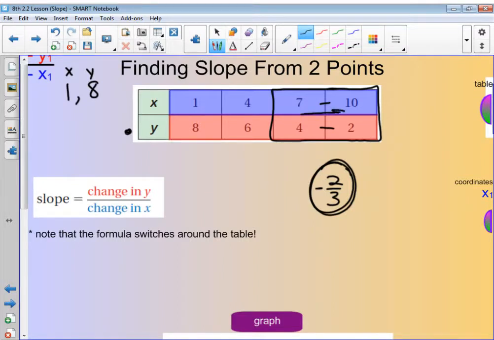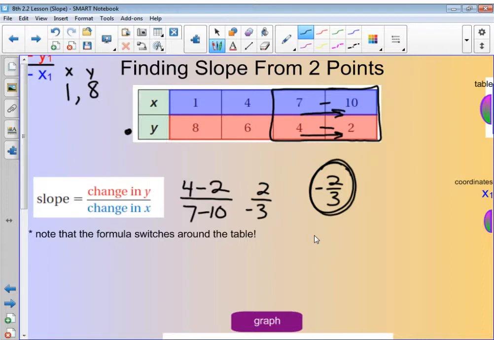So I'm going to work this way. Remember, the y's are the rise. Those are the top ones. So 4 minus 2 over 7 minus 10. 4 minus 2 is 2. 7 minus 10 gives me negative 3.